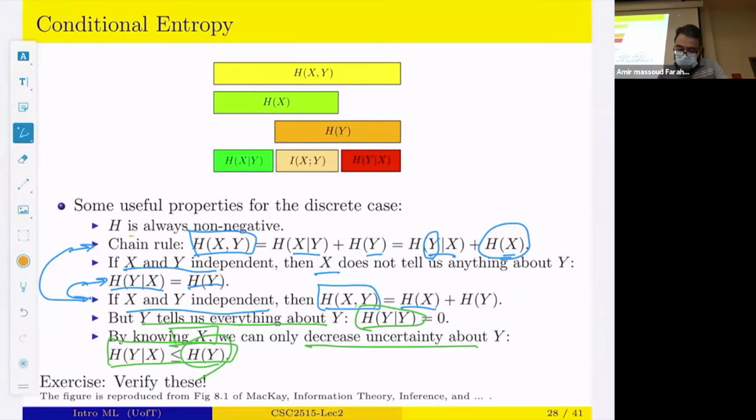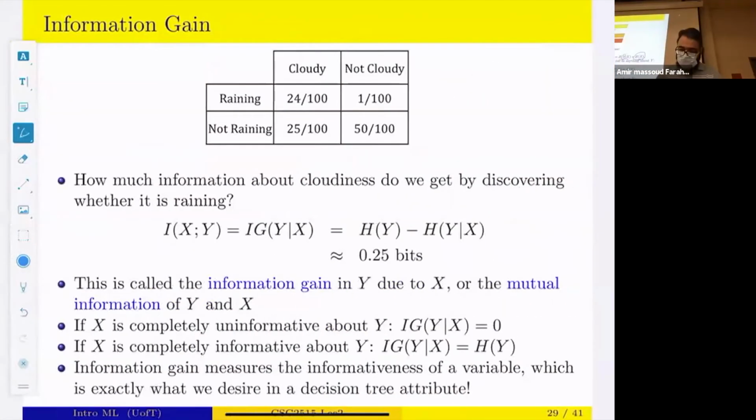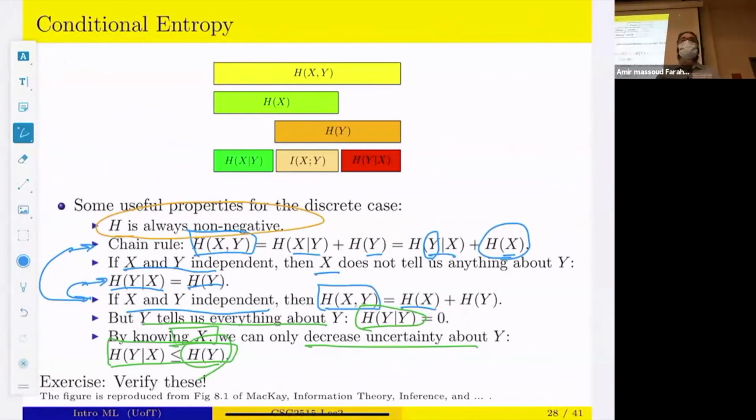This one, H is always non-negative. I think that's a bit less trivial. But I actually may ask you to prove it in a homework that I'm going to release tonight. But I'm going to give you hints how to do it. I'll get back to this figure later.